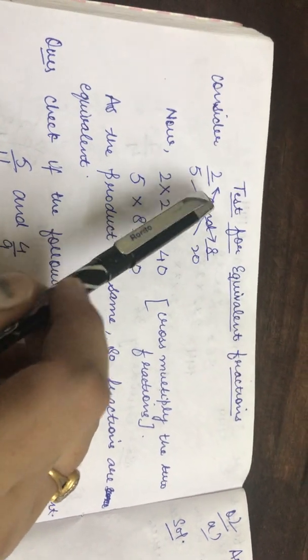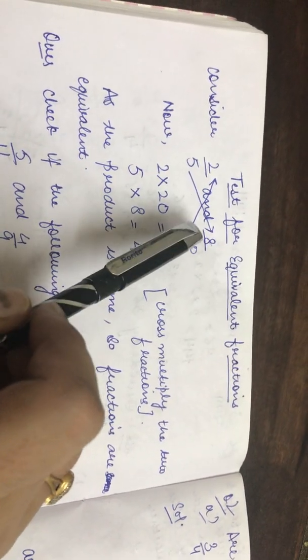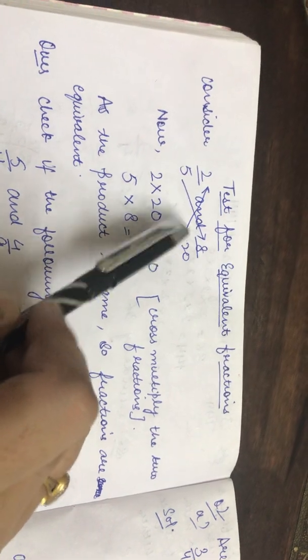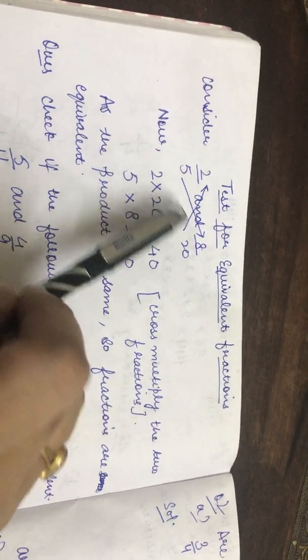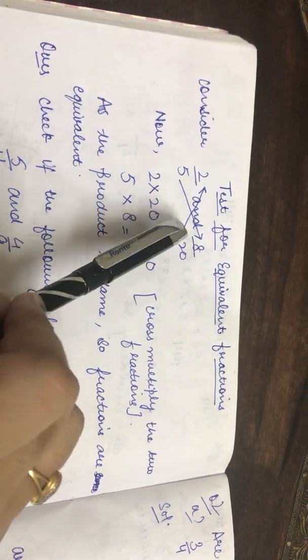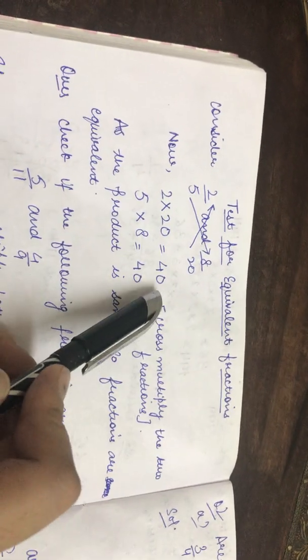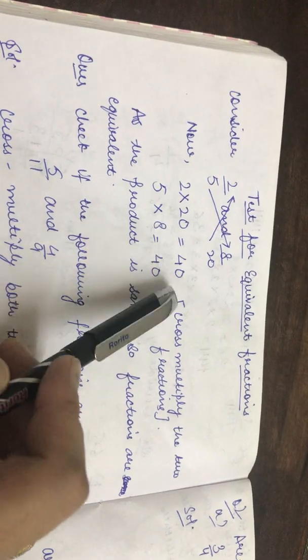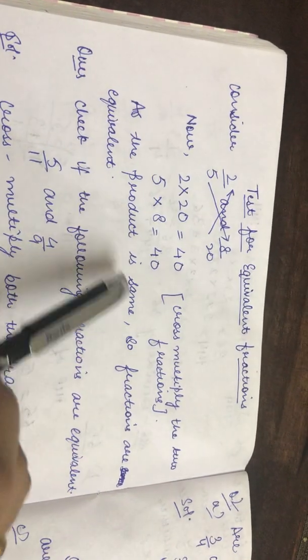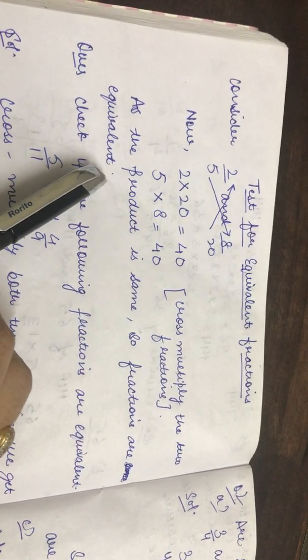We will cross multiply them like this. So 20 will be multiplied with 2. 20 into 2 is 40 and 5 into 8 is 40. If the answer is the same, we will say both the fractions are equivalent. Here, as the product of both the numbers is the same, the fractions are equivalent fractions.